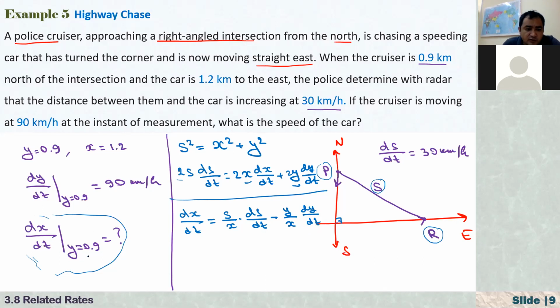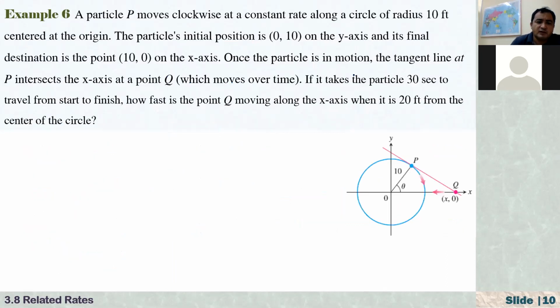So when y is equal to 0.9, from this equation we can find the value of s and x and everything. When y is equal to 0.9, x is equal to 1.2. If we substitute there, what do we have?